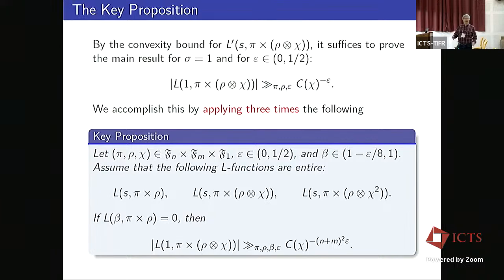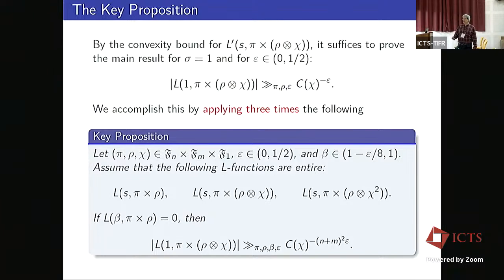So let pi, rho, chi be as before: GL_n, GL_m and GL_1 unitary Casimir representations. Let's fix an epsilon between 0 and 1/2. Think of epsilon as being small. And let beta be a real number very close to 1, namely between 1 minus epsilon over 8 and 1. And here is a technical assumption which will be very important for us.